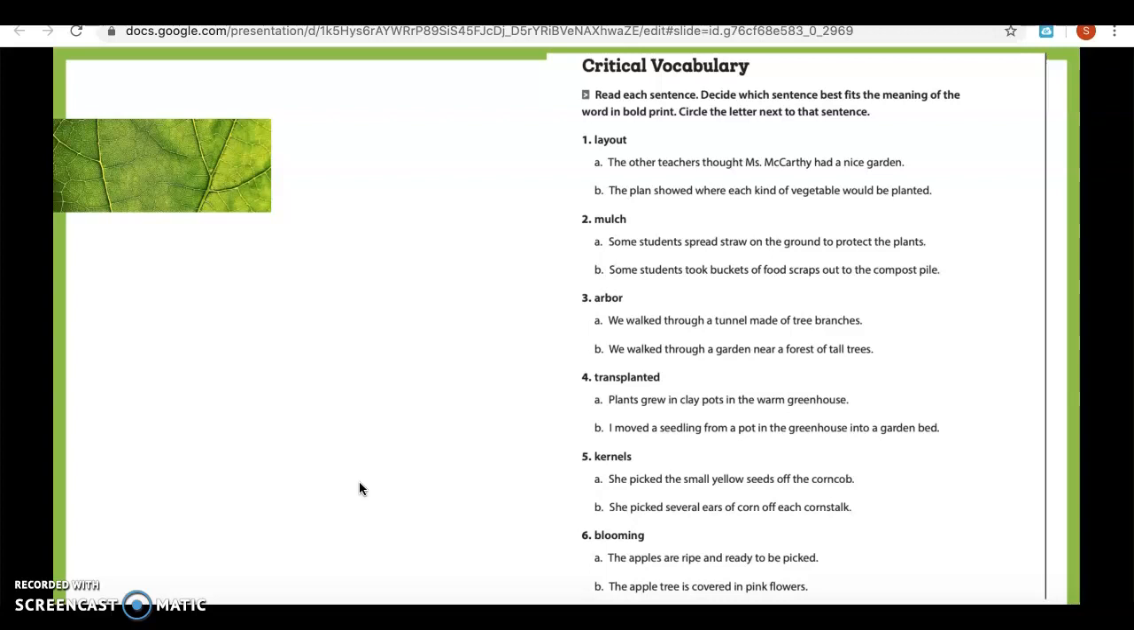Arbor. We walked through a tunnel made of tree branches. Or, we walked through a garden near a forest of tall trees.